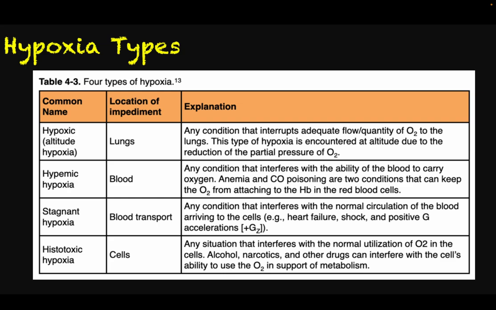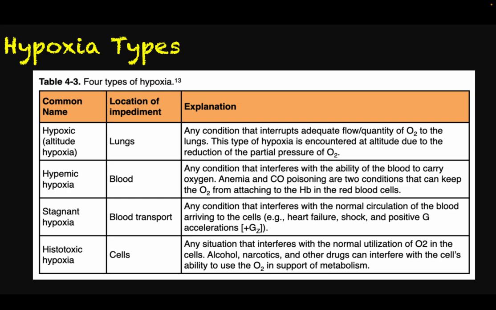So hypoxic hypoxia is also referred to as altitude hypoxia. As a pilot or as a future pilot, this is the kind of hypoxia that you are 99% of the time going to be concerned with. This is the kind of hypoxia that is the result of being at a high altitude, above 10,000 feet in altitude, and not having supplemental oxygen to breathe. You can see here that this table kind of localizes the impediment here to be the lungs.